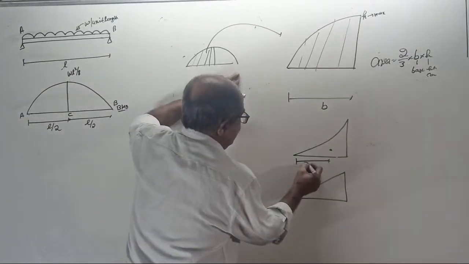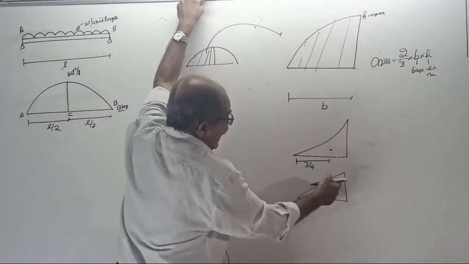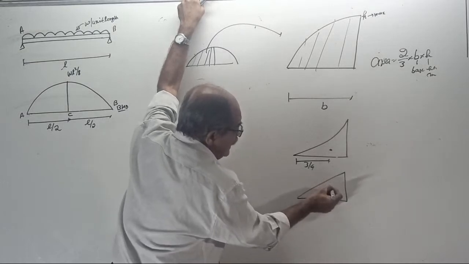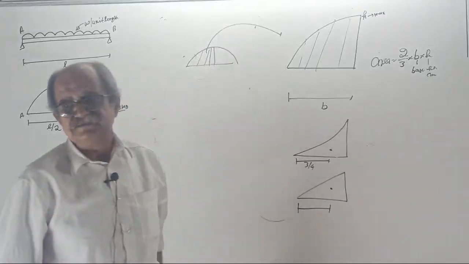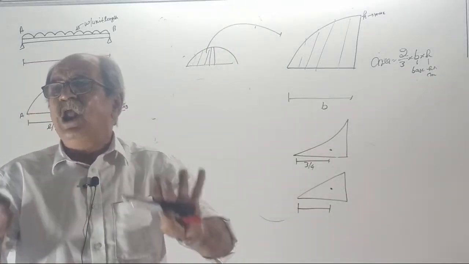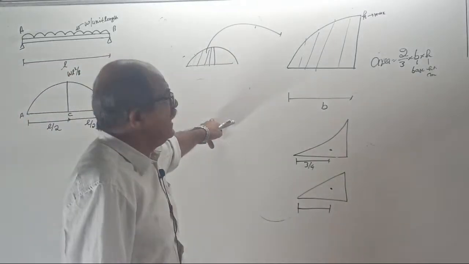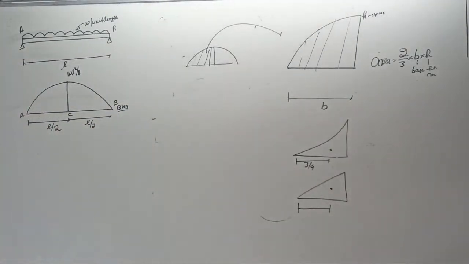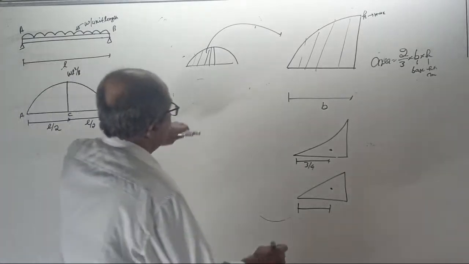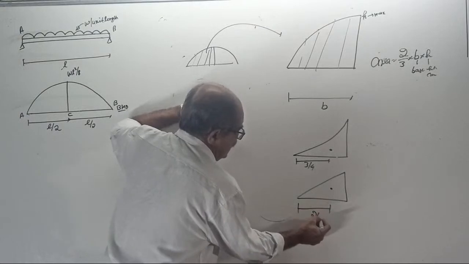3/4. Remember, 3/4. If it is a triangle, CG will come slightly this side. Tell me, if it is a triangle, this number first. In today's class I will give all the principles, then I will solve this question. Okay. If it is a triangle, 2/3. Now, why? CG will come this side.